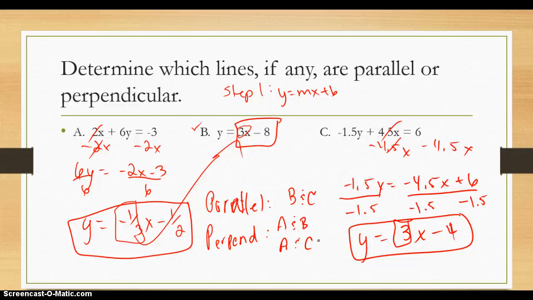Okay? So it's very important that you understand parallel lines: same slope, different b. Perpendicular lines: negative reciprocal slope. Negative reciprocal. Okay?